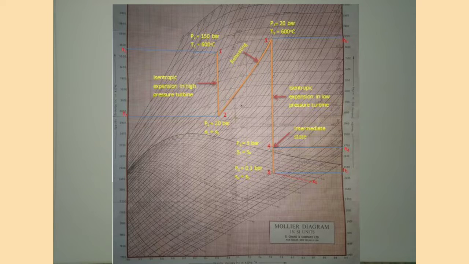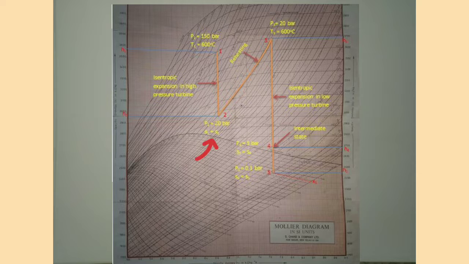Now, from the Mollier chart, we can find the condition of steam at states 1, 2, 3, 4 and 5. At state 1, that is at the inlet of the high pressure turbine, pressure P1 equals 150 bar and temperature T1 equals 600 degrees Celsius. So we can locate that point on the Mollier diagram, and we can find the enthalpy at state 1, that is H1, from the y-axis.